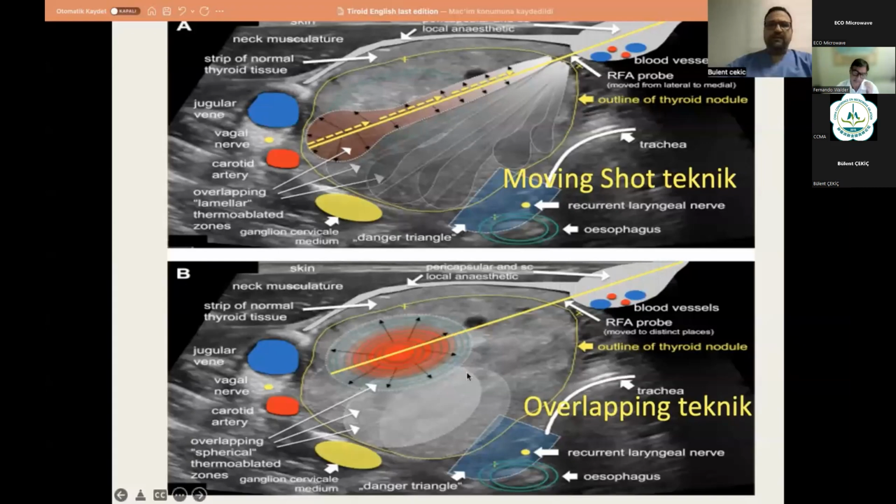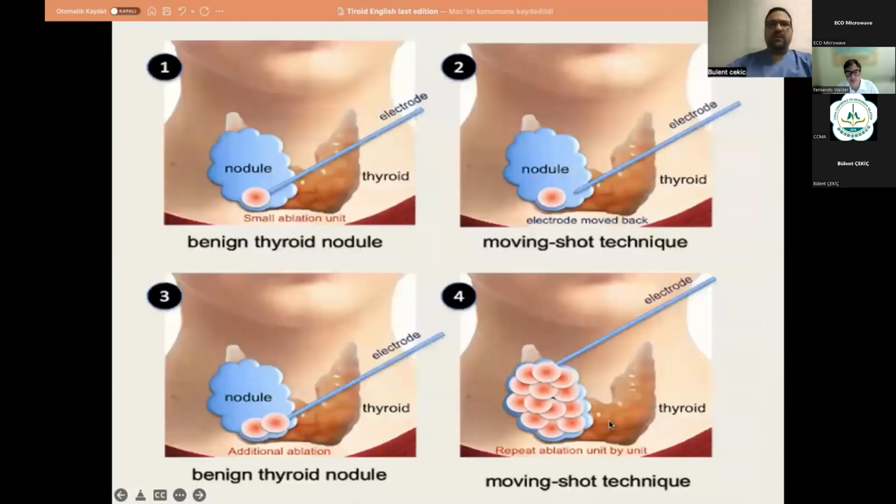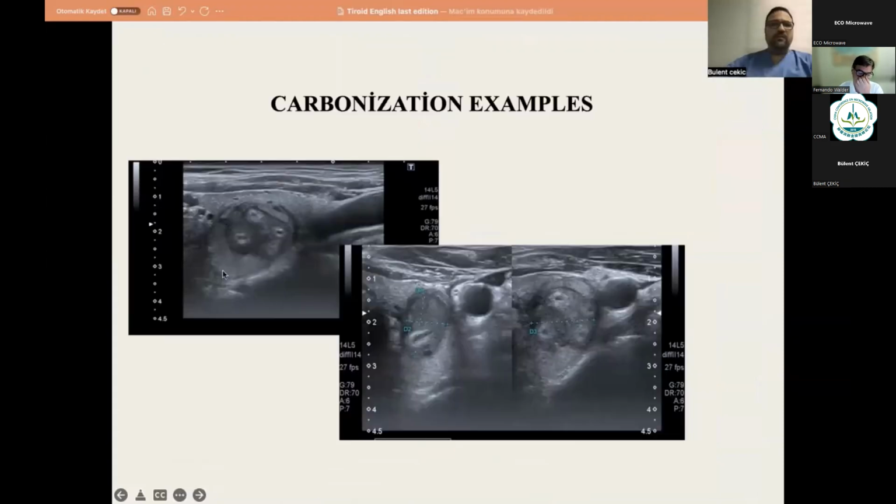And here are two examples of my first cases. In these cases, I used non-cooling thermal ablation systems. And in these systems, as we see, we cannot ablate the whole nodule entirely. And we have here three carbonization channels.